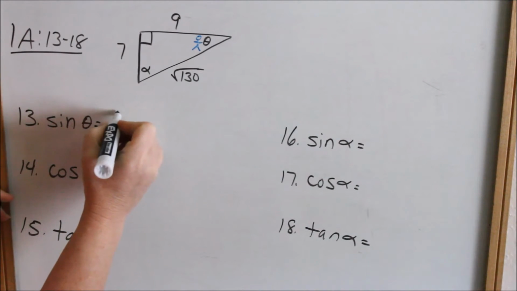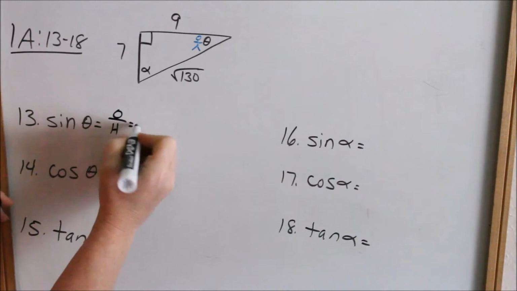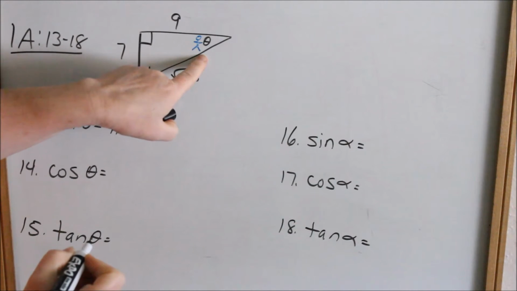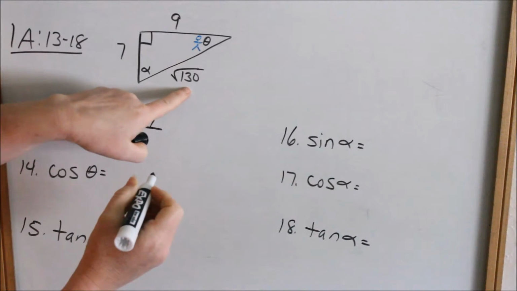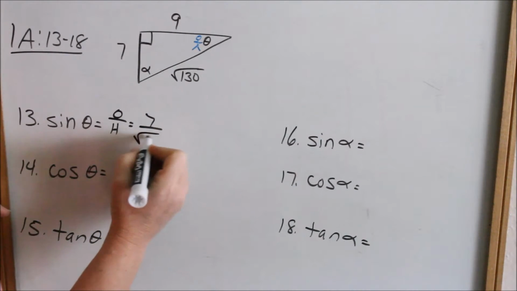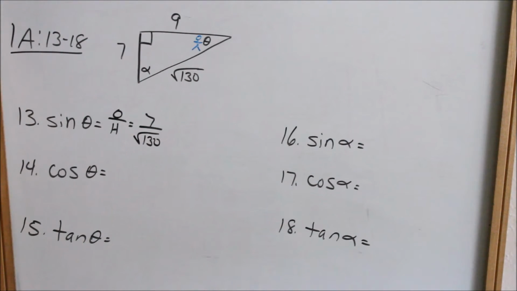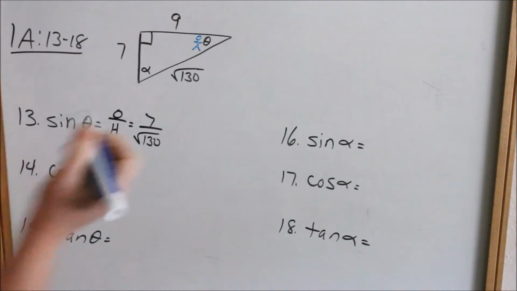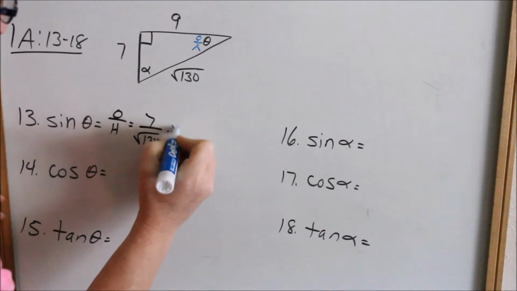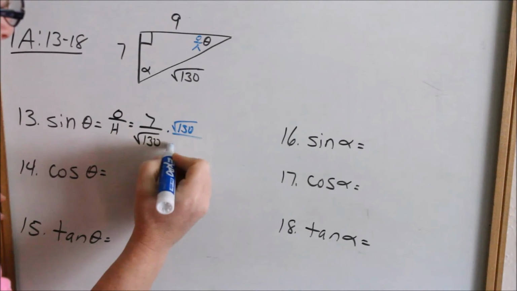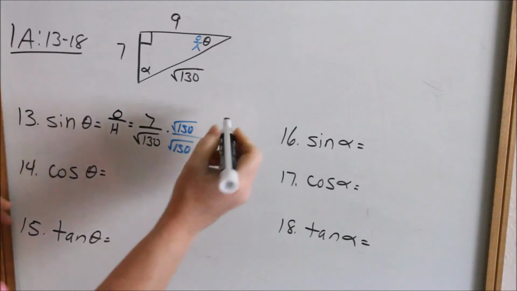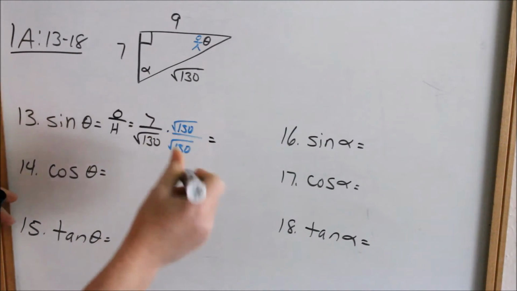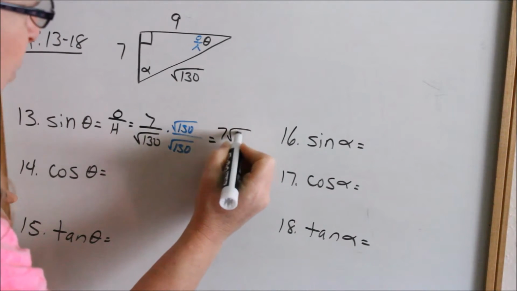Sine theta, sine is opposite over hypotenuse. So if I'm standing here at theta, the side opposite of me is 7, and the hypotenuse, always across from the 90-degree angle, is square root of 130. You need to get rid of the radicals in the denominator. How do you do that? You multiply it by itself. So we multiply the denominator by square root of 130, which means we also have to multiply the numerator by square root of 130. So in our numerator, 7 times square root of 130 is just 7 square root of 130.